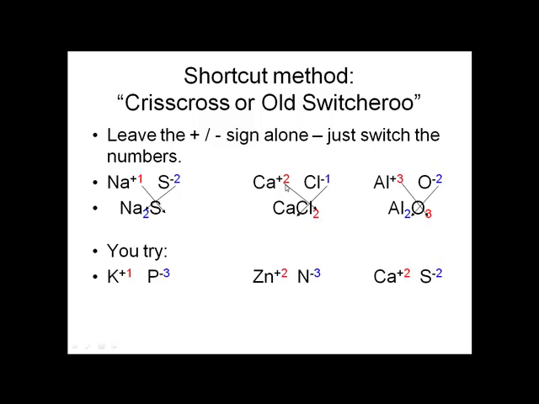Calcium and chloride, same idea here. The 2 goes to the outside with the Cl. The 1 comes to the inside with the Ca. We don't write the 1s. So we have 1 Ca for every 2 Cls so that the charges balance out. Aluminum oxide, Al2O3, the 2 from the charge of the oxygen comes in, 3 from the charge of the aluminum goes to the oxygen. All right, I'll give you a couple seconds. Try these simple 3 examples.